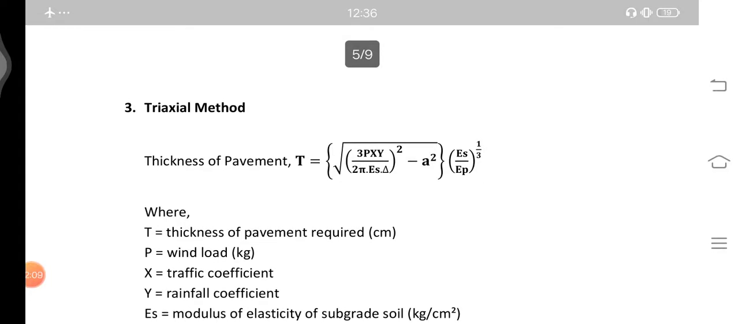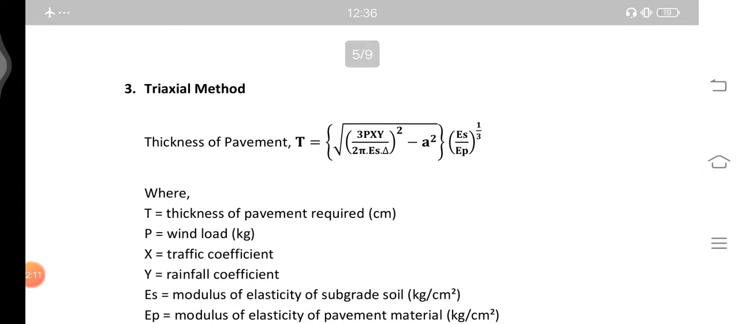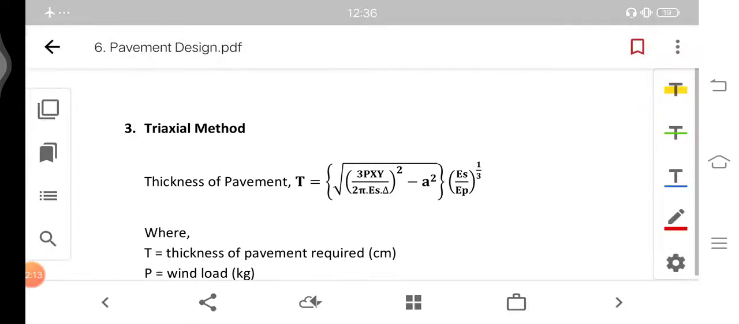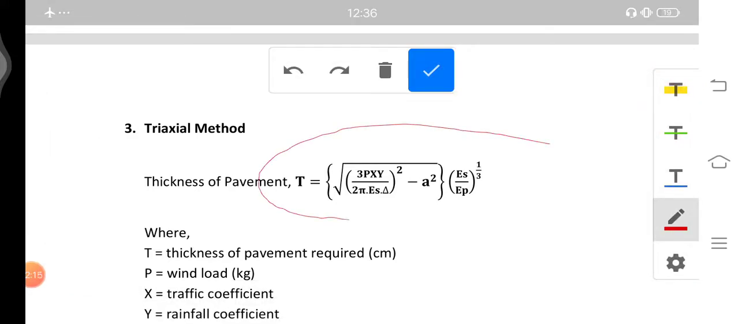Next is the triaxial method. Look over the big formula over here. T is equal to the square root of (3PXY upon 2π ES Δ) whole squared minus a squared, whole times (ES upon EP) whole to the power 1 by 3.